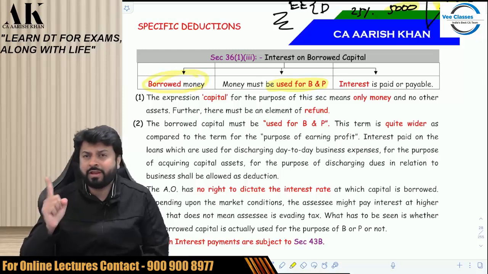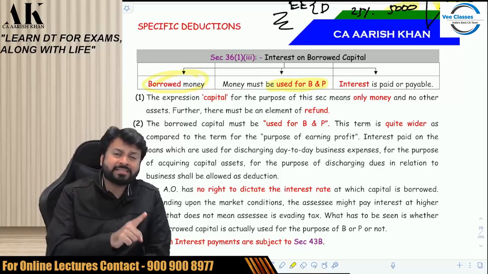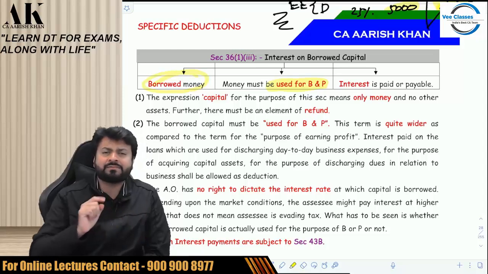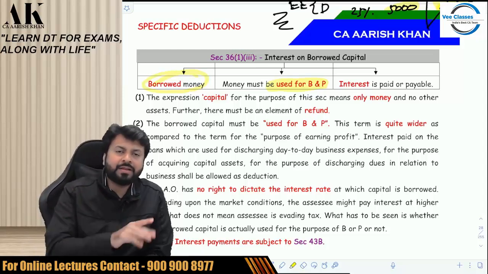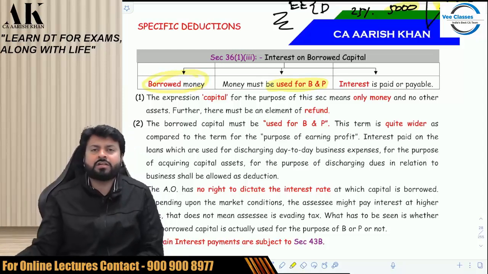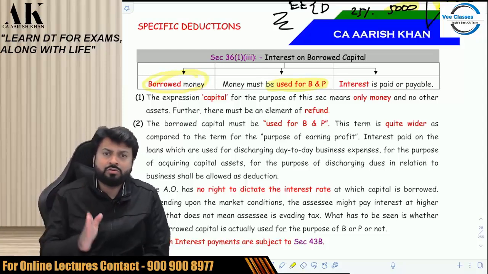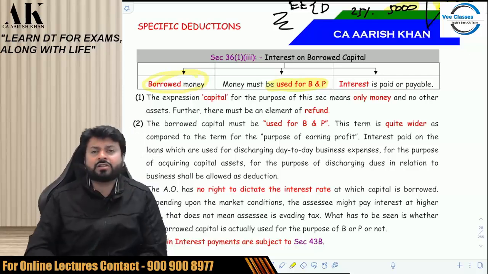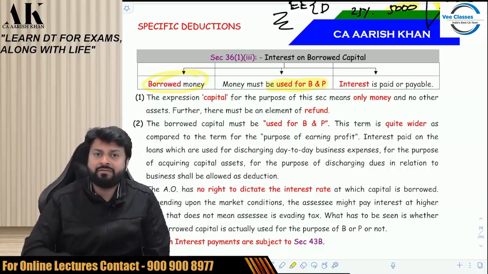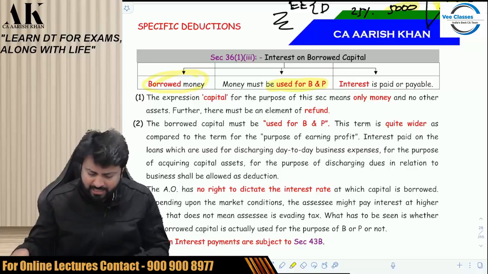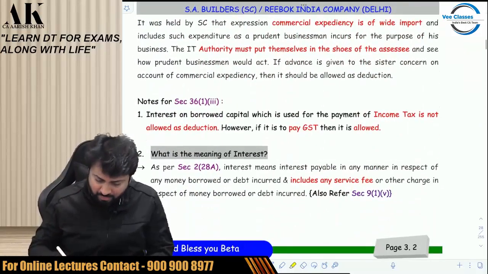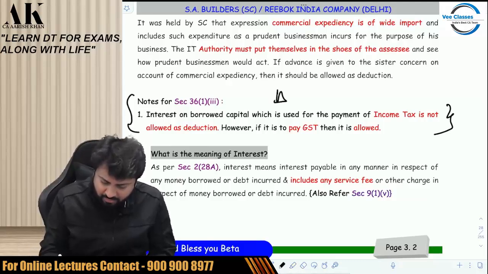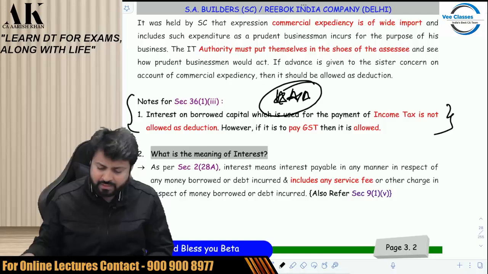These 2 points. If you take a loan to pay income tax, advance tax, TDS, any form of income tax, interest will not be allowed as deduction. It is disallowed. But if you take a loan to pay what? GST, then it is allowed as a deduction because it is a business liability. Be very careful. These two adjustments are absolutely critical for you all. You have to keep these 2 points in your mind. This is a very, very important note.